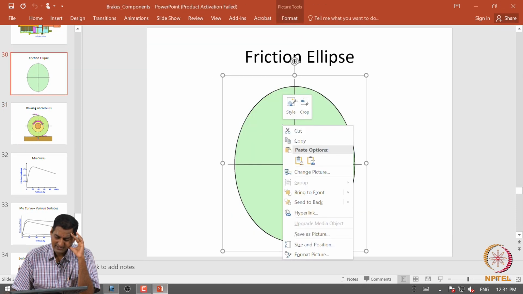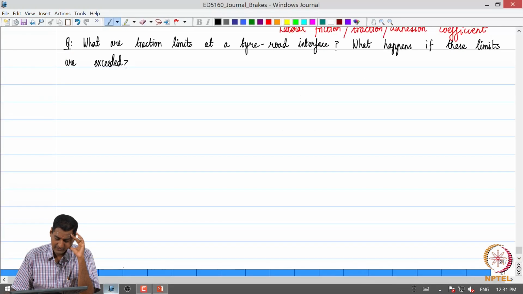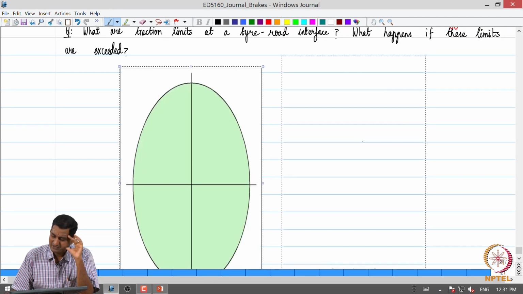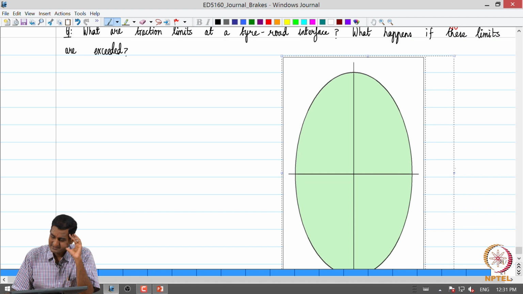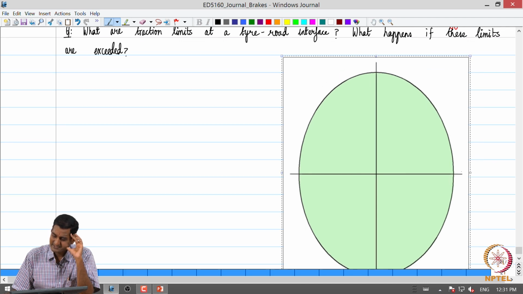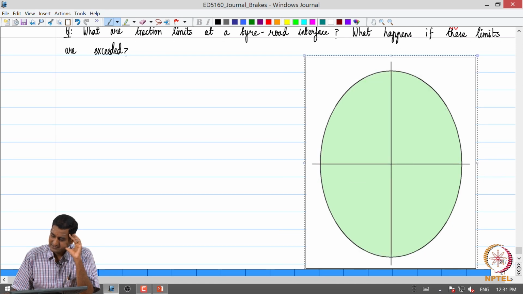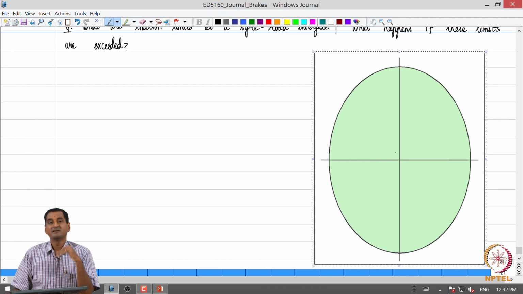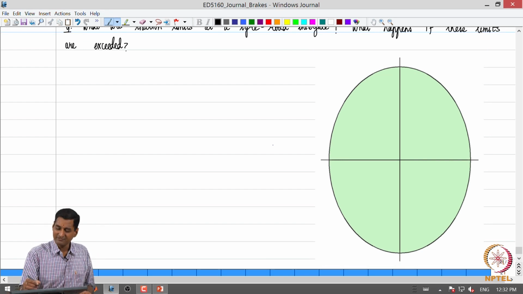This is a very common concept used to explain this idea of traction limits. So, what is this friction ellipse and what does it give us? The friction ellipse is nothing but a plot of the longitudinal and lateral traction available at a particular tire rod interface.